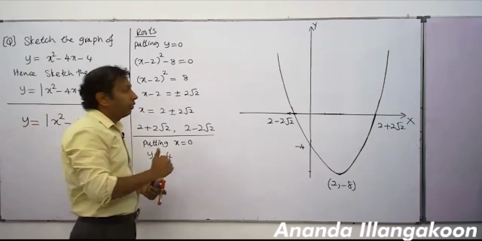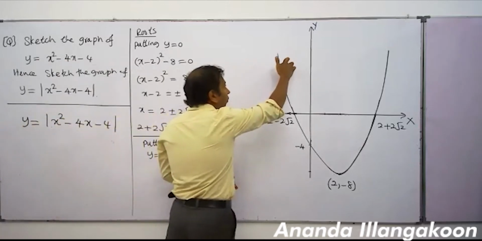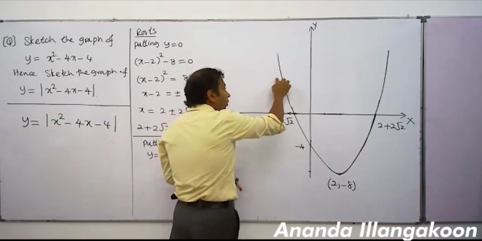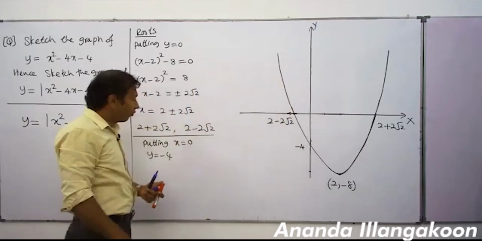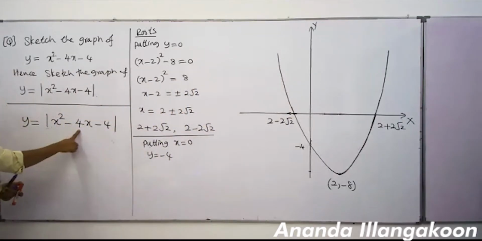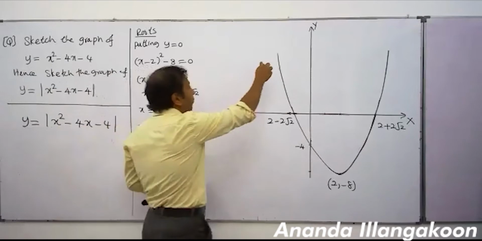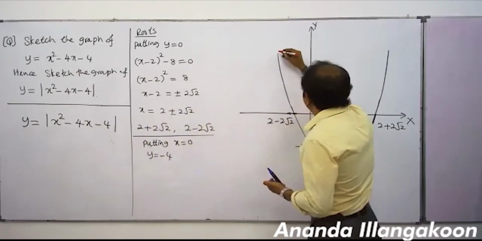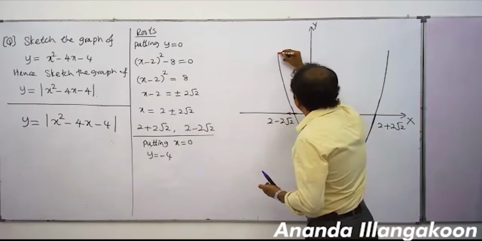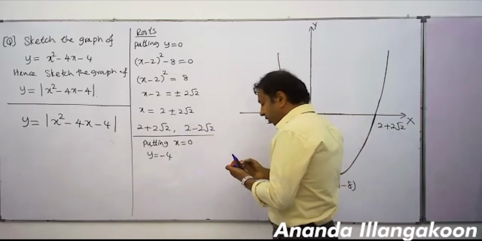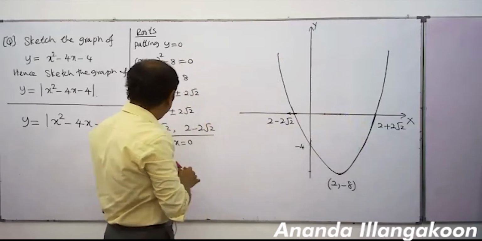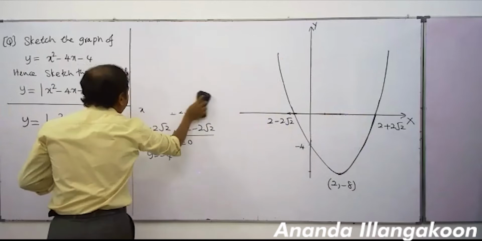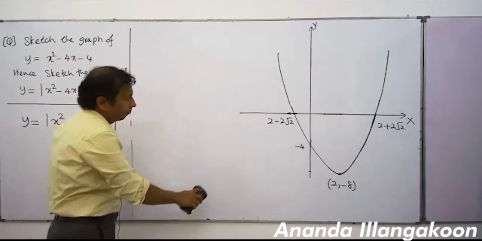Since here, on the left of this 2 minus 2 root 2, all these heights are positive. When we draw this modulus graph, the same portion comes on the left of 2 minus 2 root 2. So then I am going to draw that one with this red color. Right? So shall I draw that in another diagram? Right.